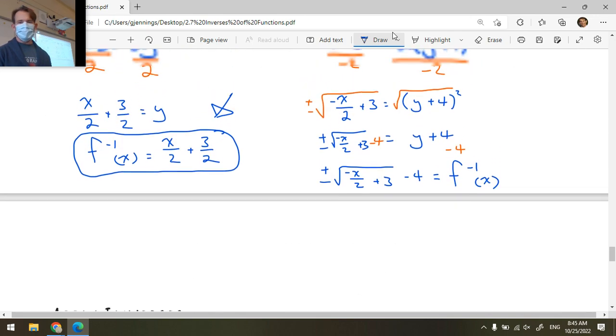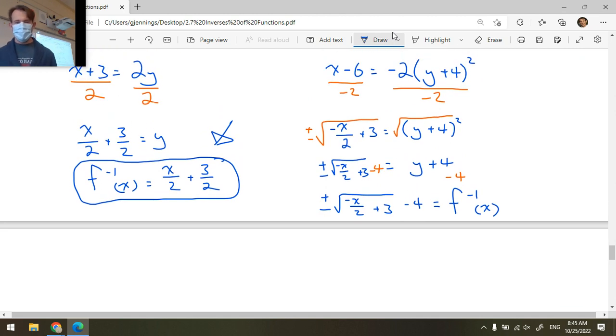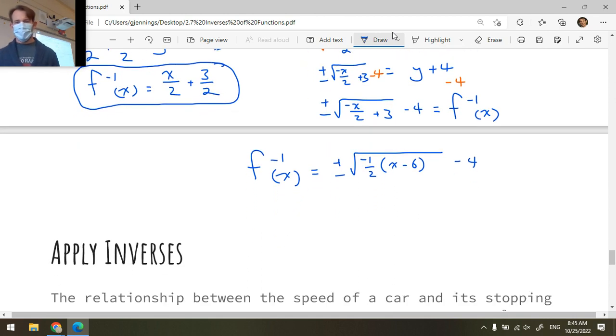The last thing that I asked you to do is verify graphically. Let me write this out again here. f inverse of x is equal to plus or minus the square root of negative 1 over 2 times (x minus 6), minus 4. So I just factored that out so I could show it to you with k, c, and d there. All right, now let's graph that.